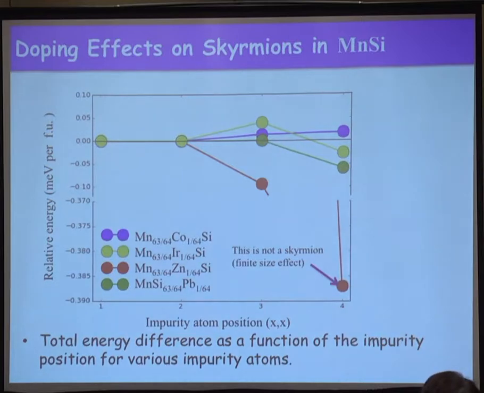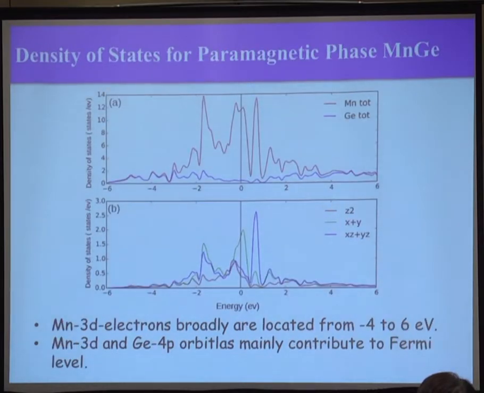So now I want to look at the mechanism of the germanium case, specifically to understand the difference between these compounds. For that, I start with the structure calculation for the paramagnetic phase of germanium.